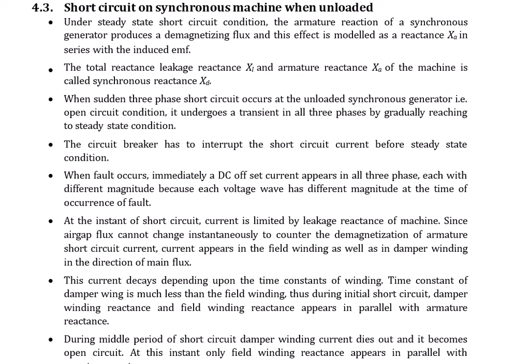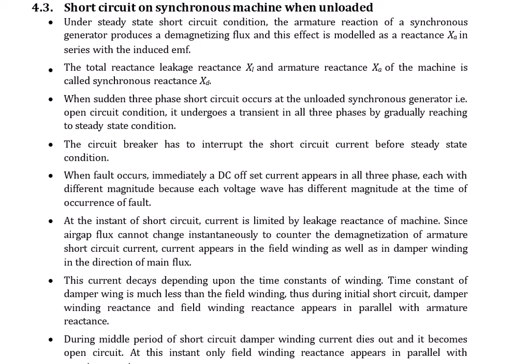Since the air gap flux cannot change instantaneously to counter the demagnetization of the armature, short circuit current appears in the field winding as well as in the damper winding in the direction of the main flux. This current decays depending upon the time constant of the winding. The time constant of the damper winding is much less than that of the field winding. Thus, during the initial short circuit, the damper winding reactance and the field winding reactance appear in parallel with the armature reactance. So up to now we have discussed what happens when a short circuit transient or a steady state part of current arises in the machine.